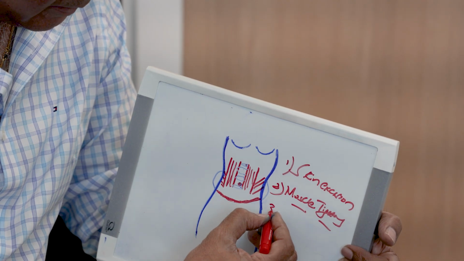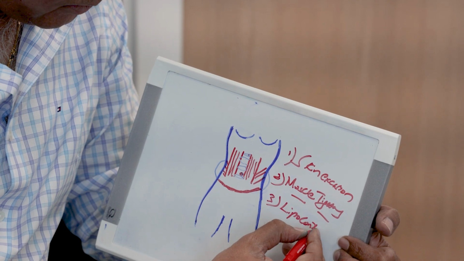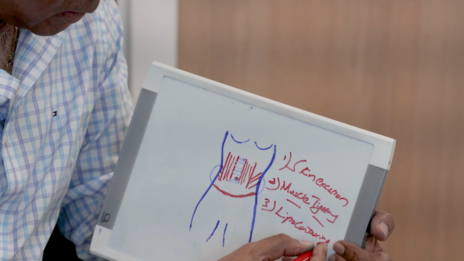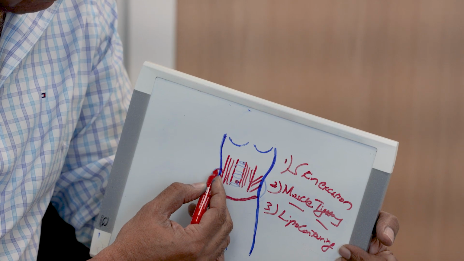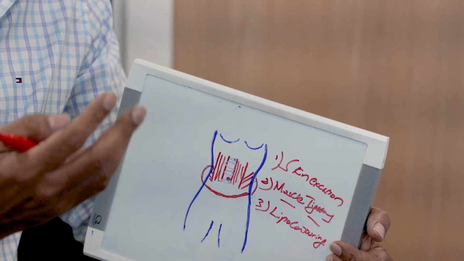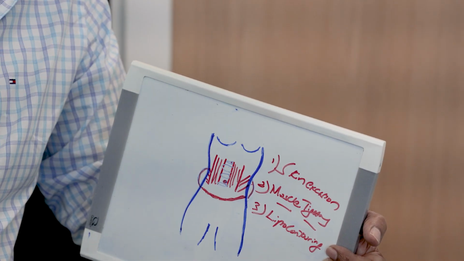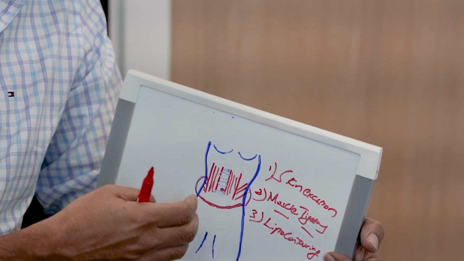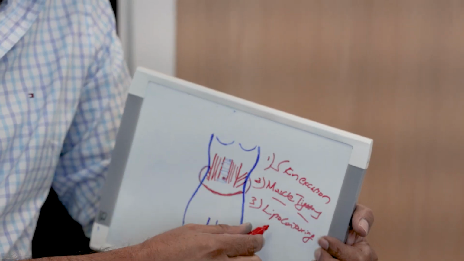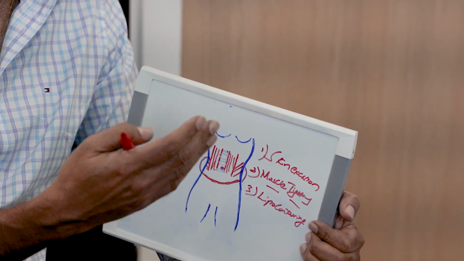The third thing that happens is lipocontouring. So when there's excess fat in the flank area here, like I drew, or somewhere in the abdomen, you can also contour it by removing the fat, almost contouring it, just like removing the skin and muscle tightening. You remove the fat and you do that. So those are the three steps in a traditional abdominoplasty that most surgeons do.